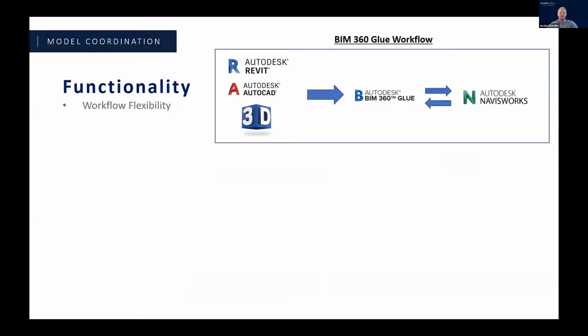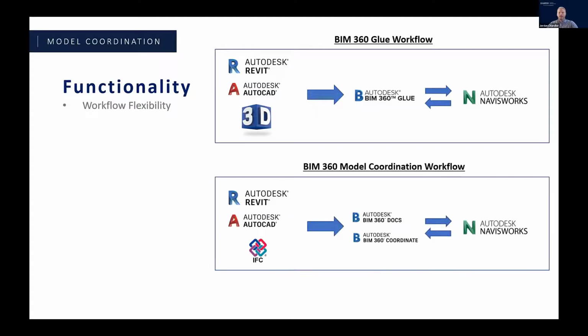As for the functionality, this is just a quick overview of the glue workflow. I think probably most people are familiar with that, but you've got some design authoring software, pretty much any 3D format. Glue is really good about accepting 3D formats. And then you push it up to the glue server. You can merge those models, create clashes. You can pull it into Navisworks, go back and forth, etc. Model coordination from a BIM 360 perspective gives you a lot of flexibility. So we'll try to give you an example of that. You can set it up so that it virtually mimics the glue workflow.